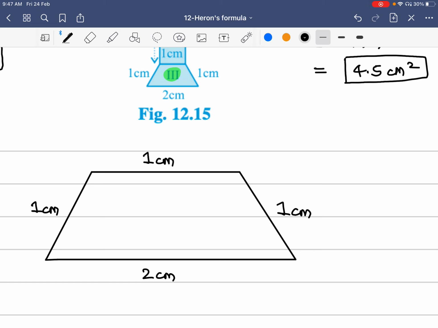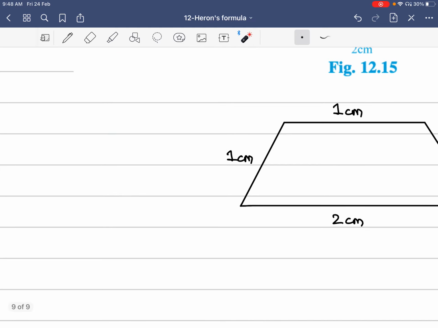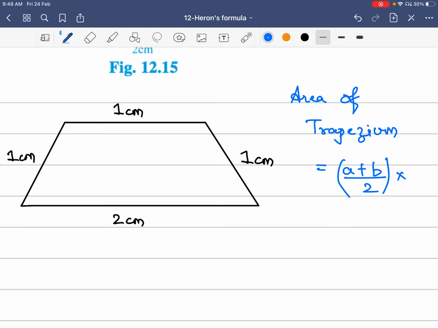Now how do we find the area of a trapezium? So the area of a trapezium, let's use the blue color, is equal to a plus b, the whole divided by 2, into h. So what is a and b? a and b are the parallel opposite sides of a trapezium.